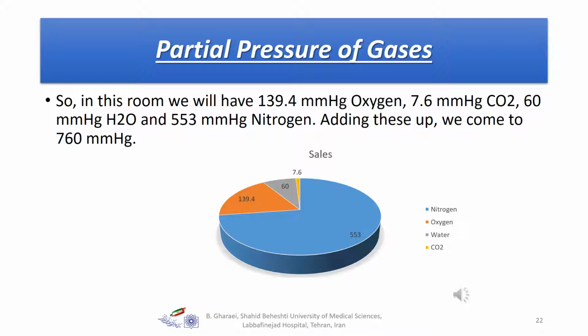And you should always remember that adding up all gases in a container should come to a total pressure equal to the atmospheric pressure that you have from the beginning. So adding these up, we come to 760 millimeters of mercury, which is the atmospheric pressure in the room.